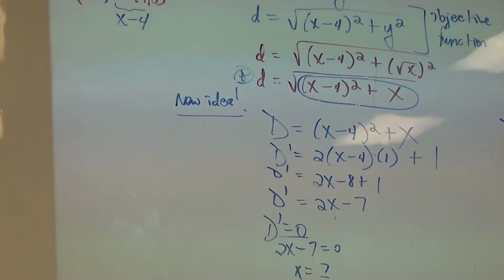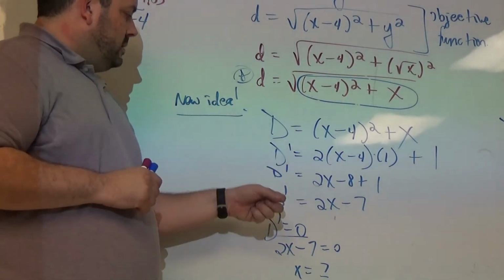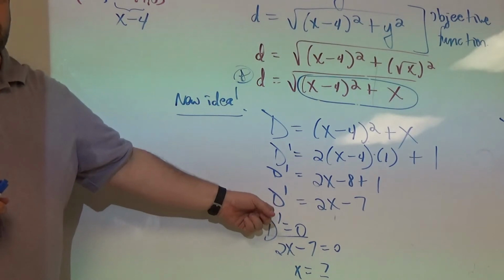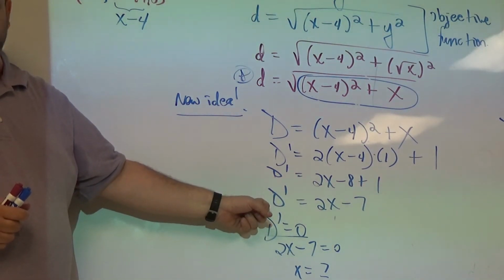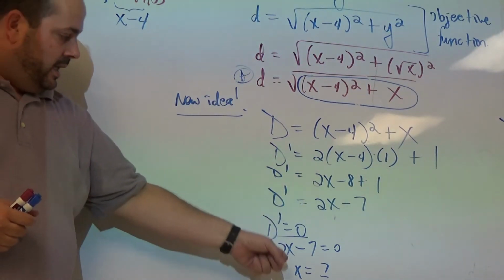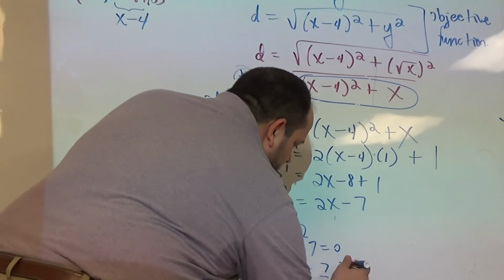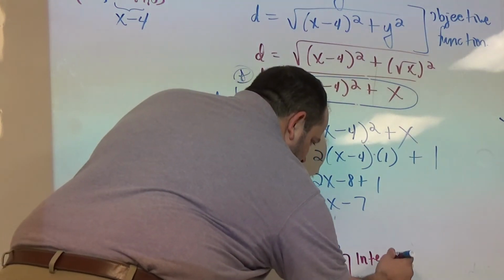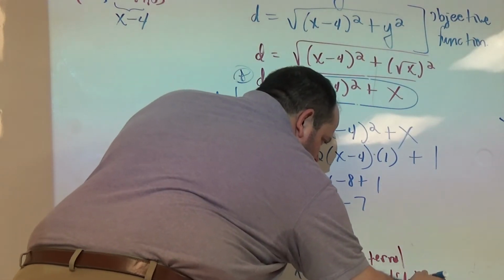Jennifer, why are we not done? Because you have to find where the function does not exist. Well, okay, good. So where does this not exist? There's no denominator here, so I'm not worried about not existing. It's my only candidate. You've got an internal candidate at x equals 7 over 2. Any other internal candidates?